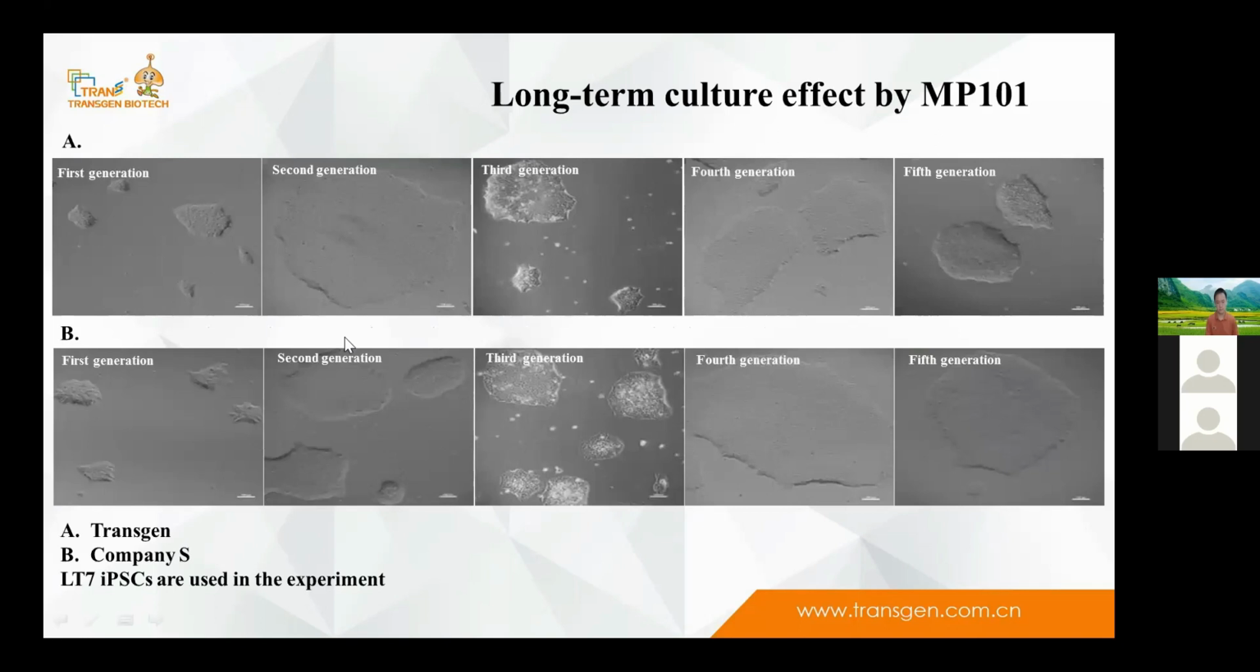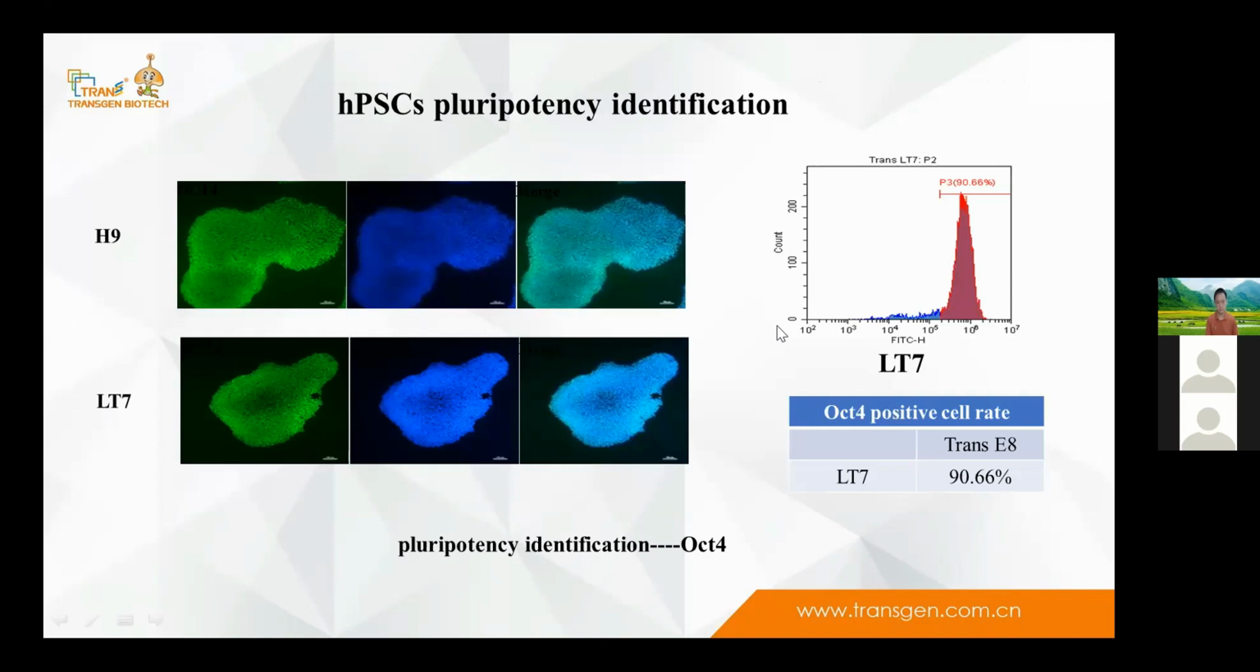This is the image, the result from the long-term culture effect by our products. Line A is our product, and line B is company A's product. We can see the hPSCs show very good results using our products in the cell culture systems. And also the OCT4 gene reflects pluripotency identification. In this case, H9 and LT7, two different pluripotent stem cell lines, show very good results for OCT4. In our case, there are about 90% OCT4 positive cells in the whole system.